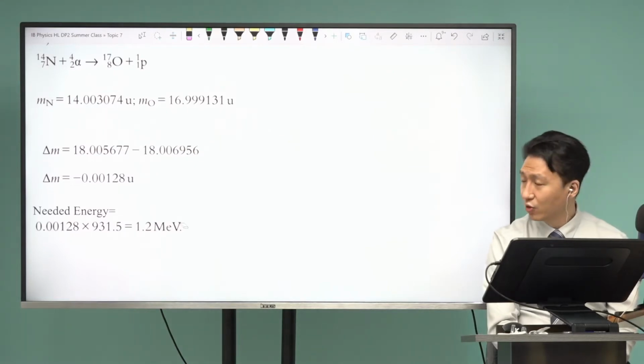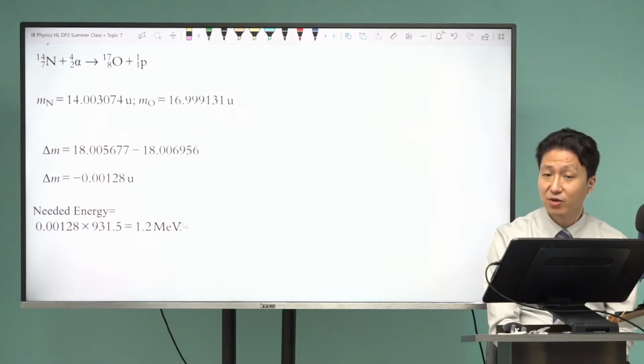So it will not occur by itself, right? Because it needs energy. If you don't give it this energy, this will never occur. This is not a natural process.